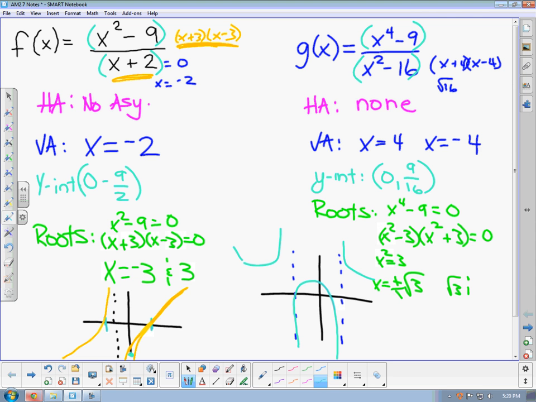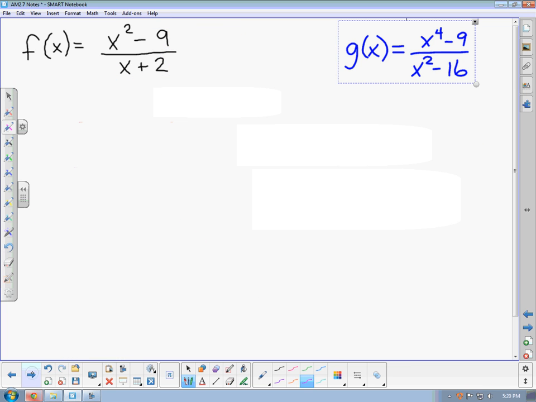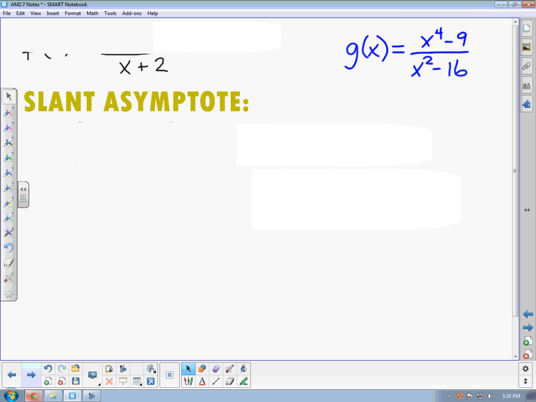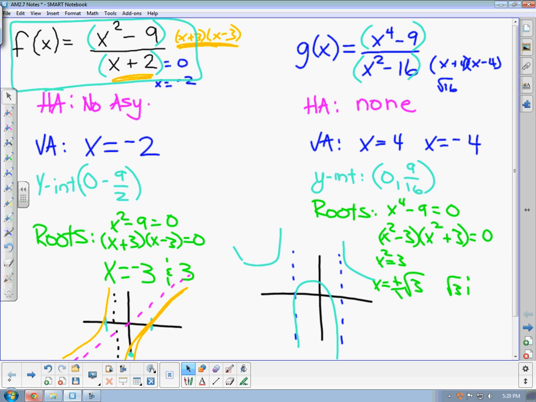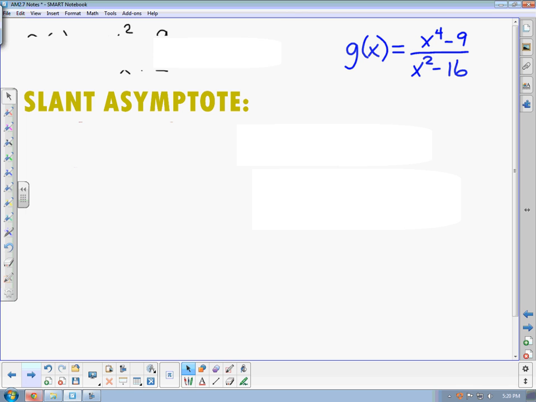Same with this one, but this one here has some other type of asymptote, because if you look at this graph, it kind of runs along here and it runs there. So there is an asymptote that is going to be right in there. And we can find that. That asymptote is called a slant asymptote because it's at an angle. It's slanted. It is a line, just like the other asymptotes.